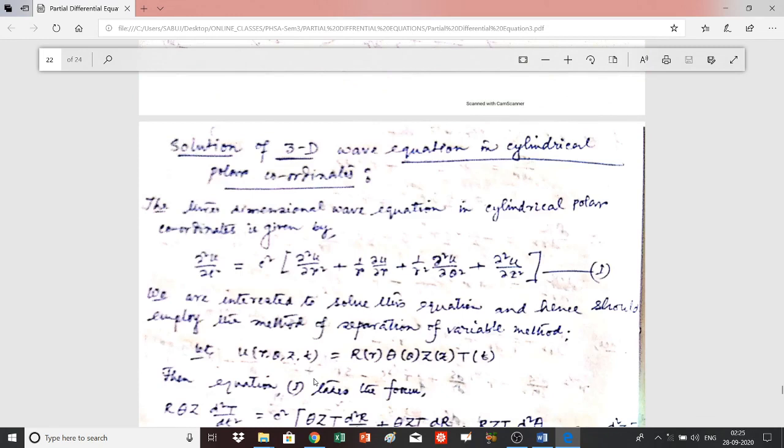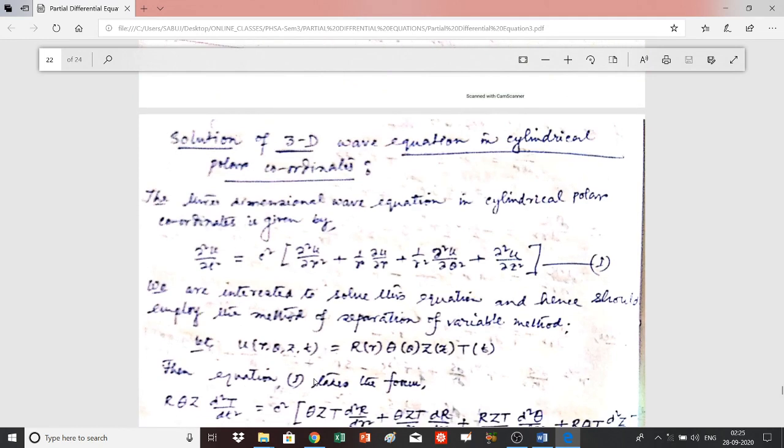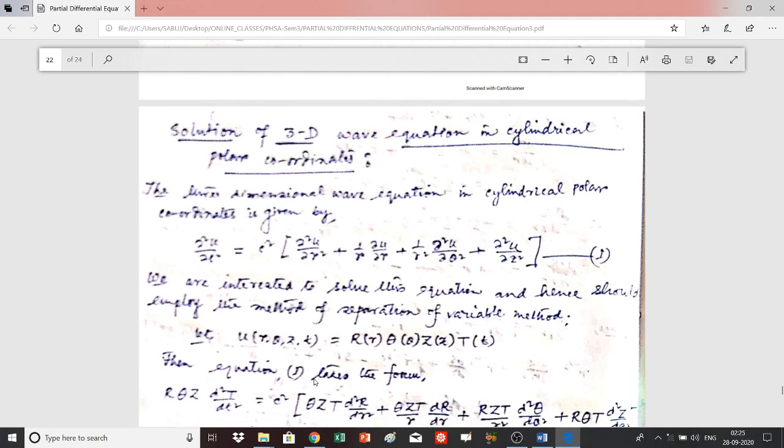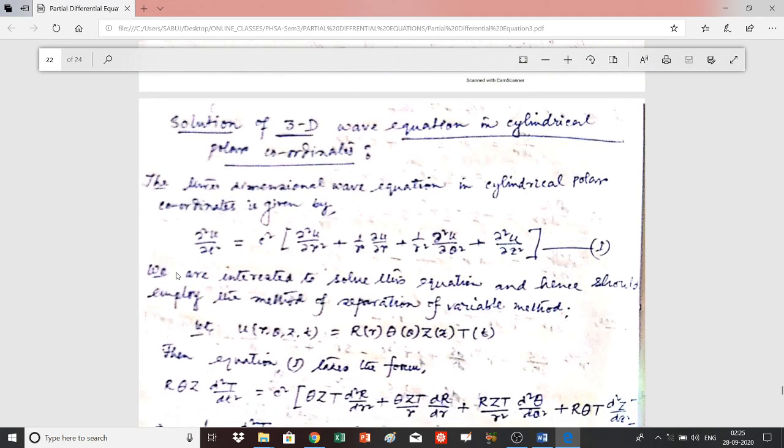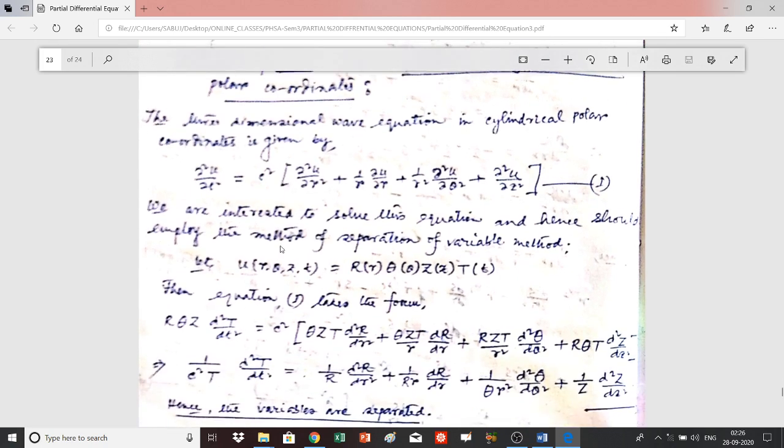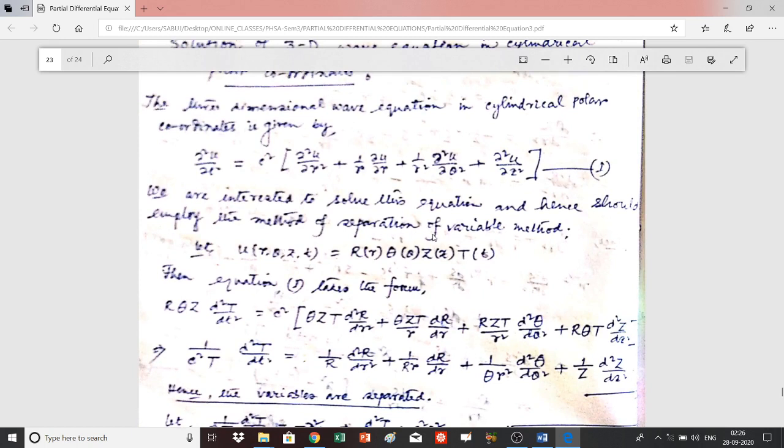Now go to the next section, that is, the solution of the three-dimensional wave equation in cylindrical polar coordinates. In cylindrical polar coordinates, the wave equation has the form ∂²u/∂t² = c² (∂²u/∂r² + (1/r) ∂u/∂r + (1/r²) ∂²u/∂θ² + ∂²u/∂z²). This is the wave equation in cylindrical coordinates in 3 dimensions. Now here is the process to solve it by the separation of variables method. So you have to write u(r, θ, z, t) in this fashion.